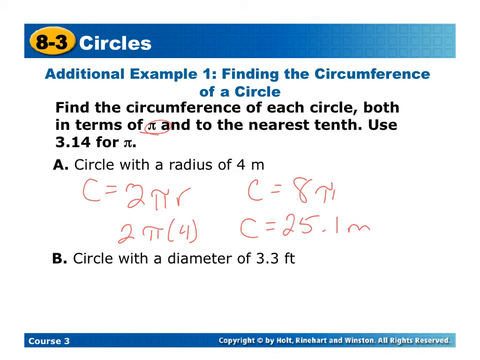Now if we're going to find the circumference of a circle with a diameter of 3.3, it's going to equal pi times our diameter. So in terms of pi, it would be 3.3 pi. If we're doing it using 3.14, we're going to take 3.3 times 3.14, and we get 10.362, but we're rounding to the nearest tenth. So 6 tells us to round up, and it becomes 10.4 feet.